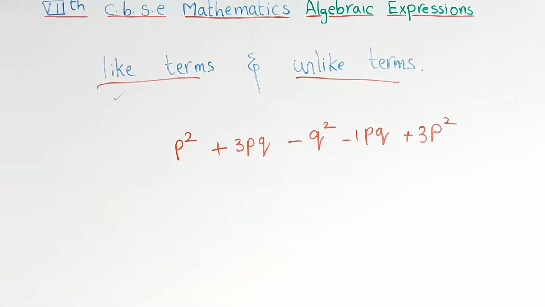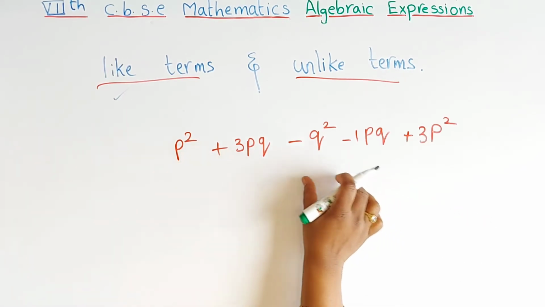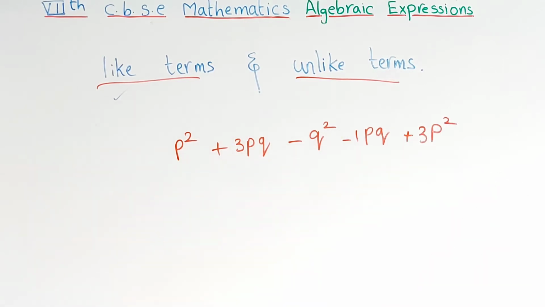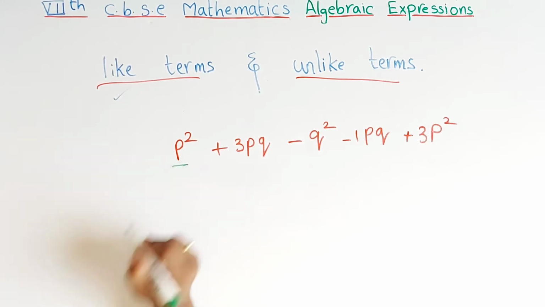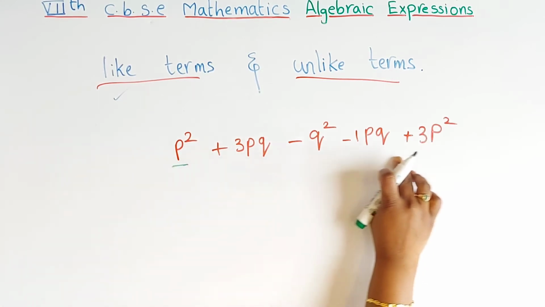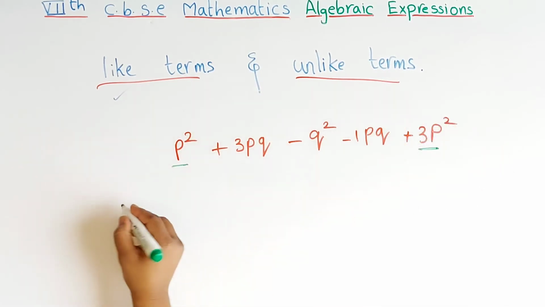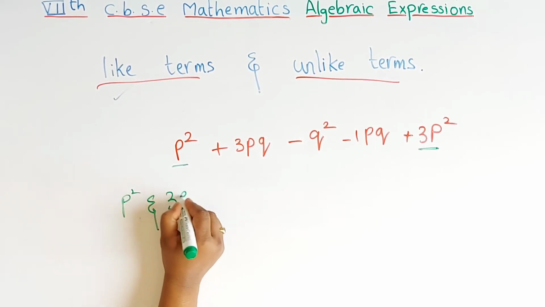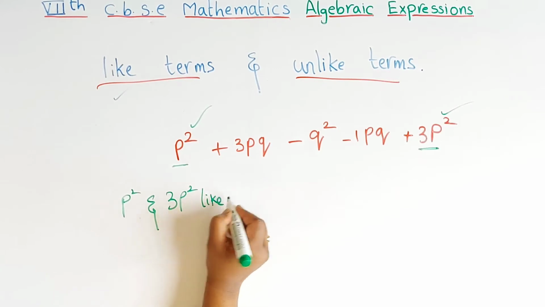Now we'll take another example, children. This is an algebraic expression: p square plus 3pq minus q square minus 1pq plus 3p square. Now we'll see like terms here. We'll check the first term. Here we have p square. Now check, here we have a p square term. So we can say p square and 3p square are both like terms.